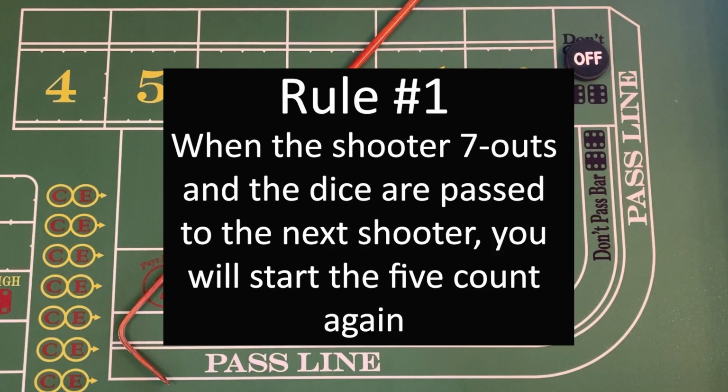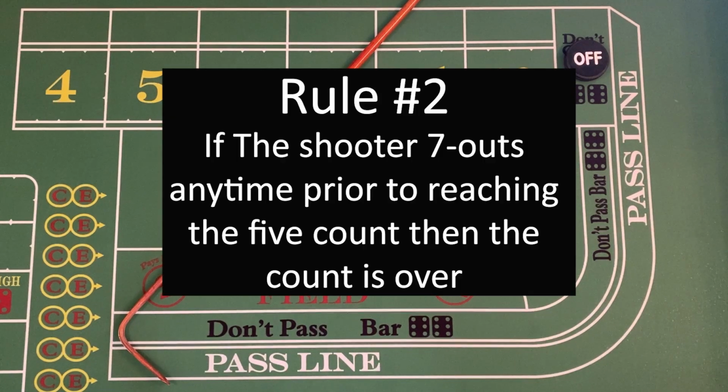When the shooter sevens out and the dice pass to the next shooter, you will start the 5 count again. And if the shooter ever sevens out prior to reaching the 5 count, the count is over and you would restart the 5 count on the next shooter.